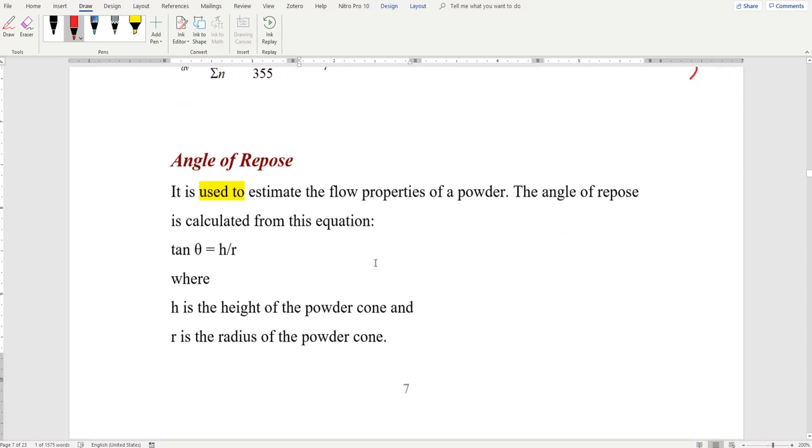Okay, now we will talk about angle of repose. Of course, if you remember, I said angle of repose is to describe the flow, how the powder flows. Is it good flowing or poor flowing? Angle of course means angle, okay? Repose means how it sits still, meaning rest, stillness.